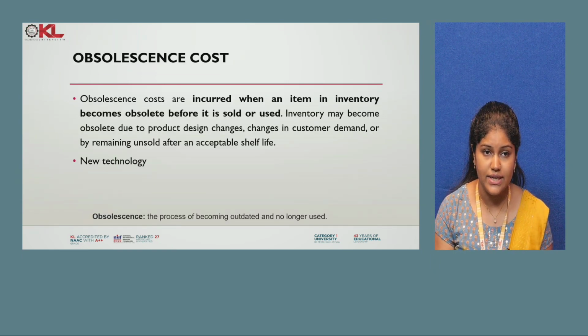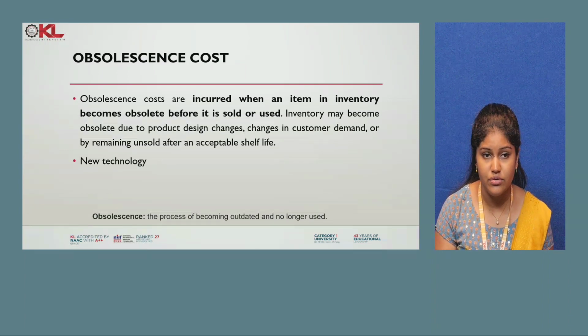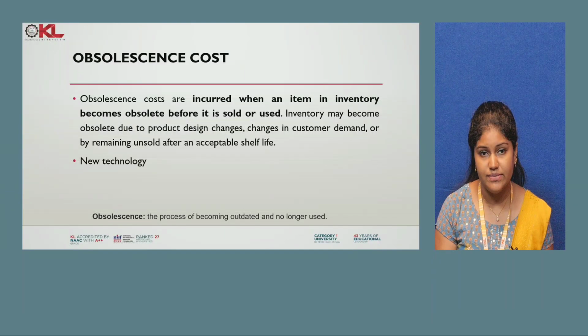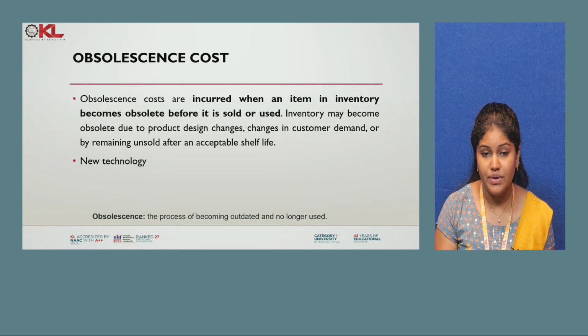Next is the obsolescence cost. Obsolescence costs are incurred when an item in inventory becomes obsolete before it is sold or used. All the items we are purchasing for the construction will be mentioned in the inventory. So if it becomes obsolete before it's sold or used, that is known as the obsolescence cost. Inventory obsolescence means the process of becoming outdated or no longer used. So if we purchased an equipment and it is outdated, new equipments are coming and we can no longer use it, that comes under the obsolescence cost.